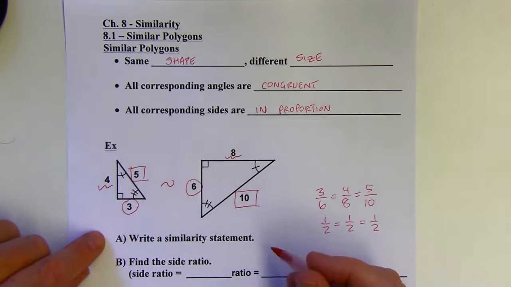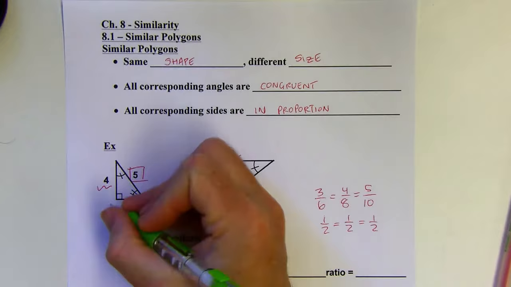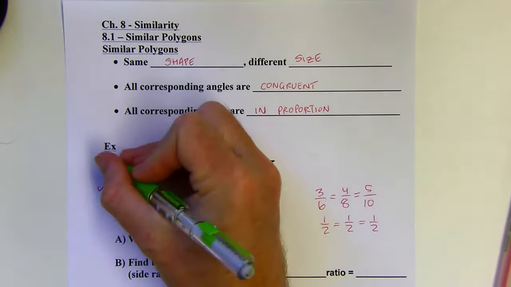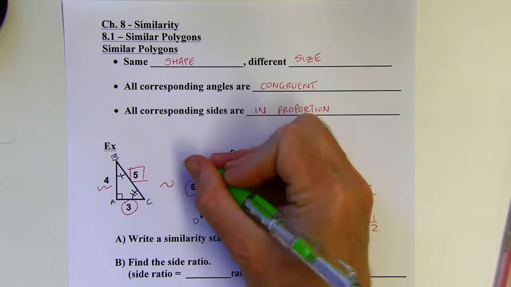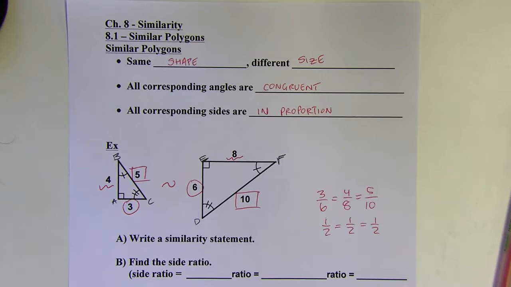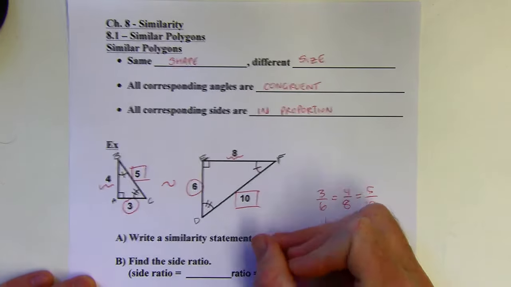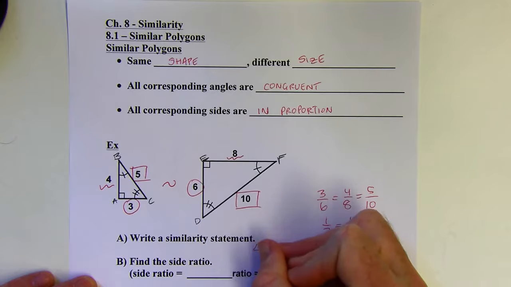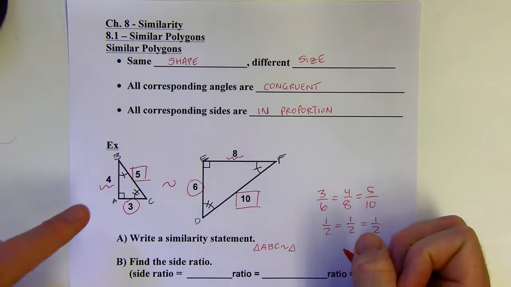So writing a similarity statement, well, I forgot to name these, but I'll go back and do that on the note-taking guide. But let's say this one was ABC, and this one is DEF. Okay, so if I'm writing a similarity statement, it's very similar to a congruent statement. I just want to say what two triangles are similar. Well, my smaller triangle is triangle ABC. And then I'm going to say that's similar to the larger triangle, but you've got to be careful again.